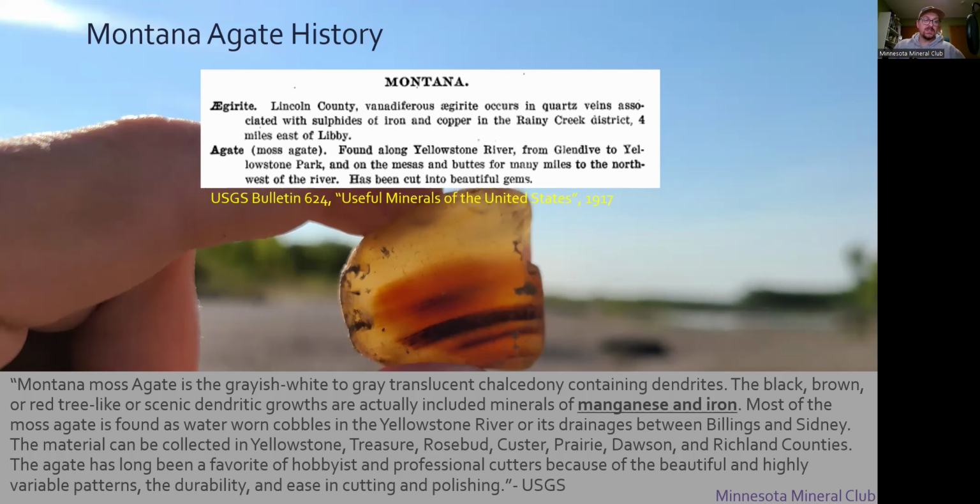So jumping ahead to when people were using Montana agates as a mineral source, this is a snapshot of the USGS Bulletin of Useful Minerals of the United States from 1917. And as you can see here, they mention agate from the Yellowstone River. And this was taken from the USGS here. Again, Montana moss agates are grayish white to gray translucent chalcedony containing dendrites with black, brown, or red tree-like or scenic dendritic growths that are included minerals of manganese and iron.